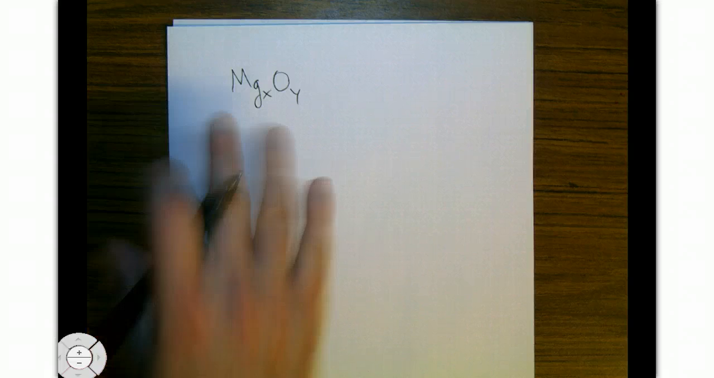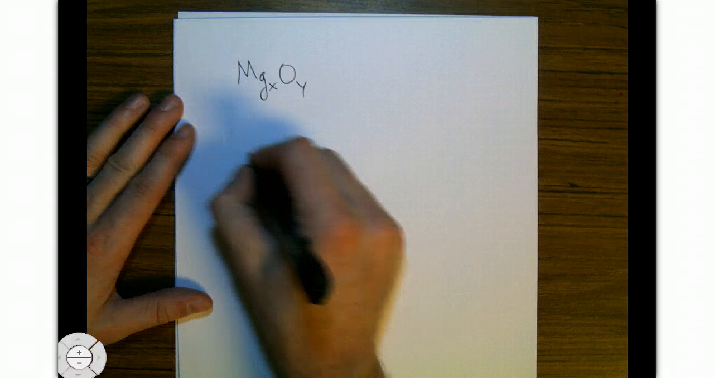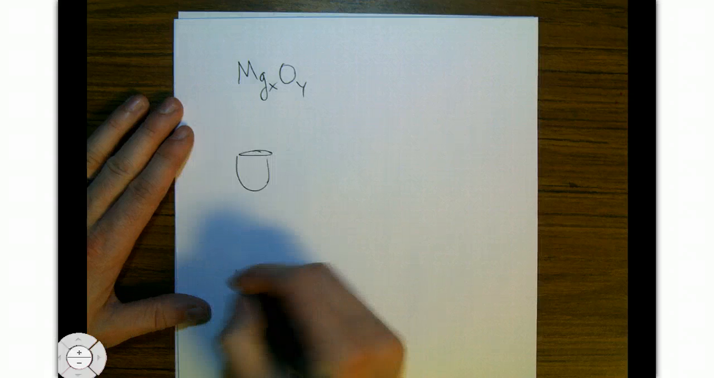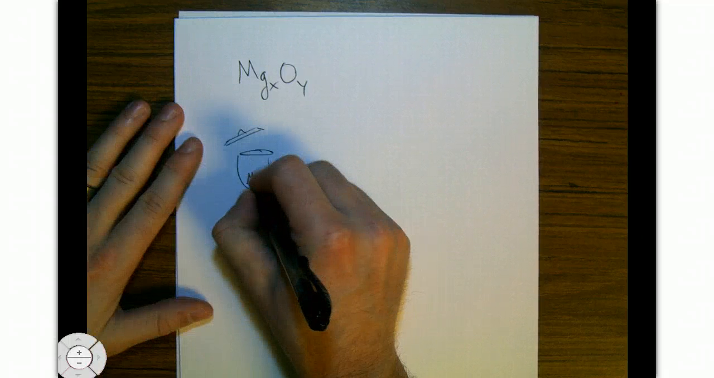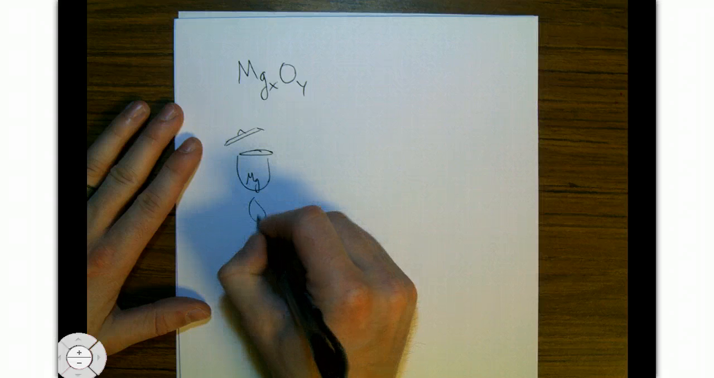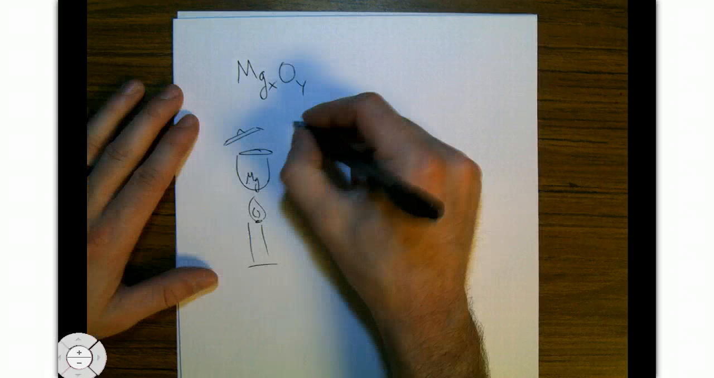So the only way we can figure out the empirical formula is by, of course, measuring how much of each we have. In this lab, you have a crucible. It's like a little clay pot like this, and it's got like a little lid, a little handle. There's your crucible. And you're going to start by putting magnesium in the bottom of the crucible. Then you're going to heat it with a lot of heat energy from a Bunsen burner.